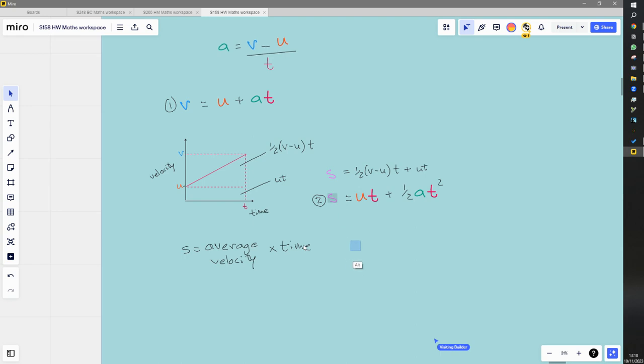So that could be rewritten as s is equal to, and what you do here is you take the u, we'll add it to the final velocity, which is up here, and then we can put that in a bracket, and then we just divide it by 2. If you add two numbers together and divide by 2, you get the mean, and then we multiply it by t. That's our third equation.